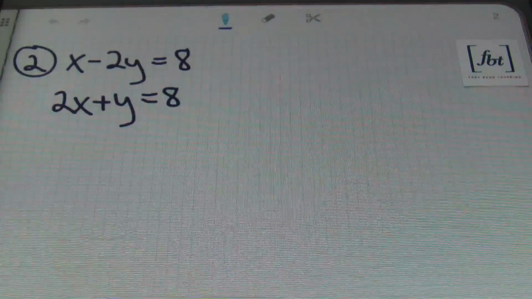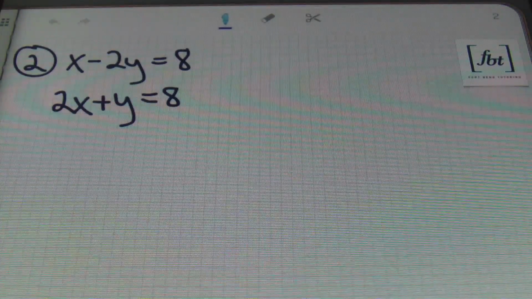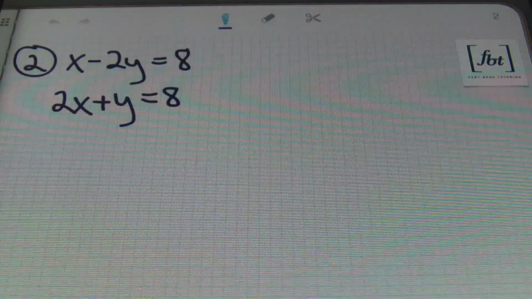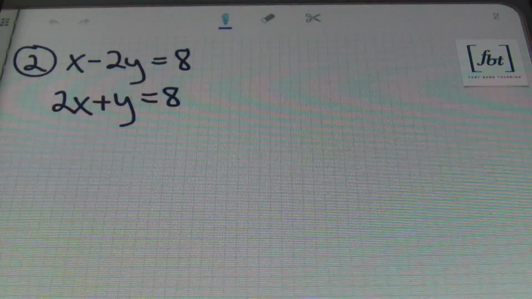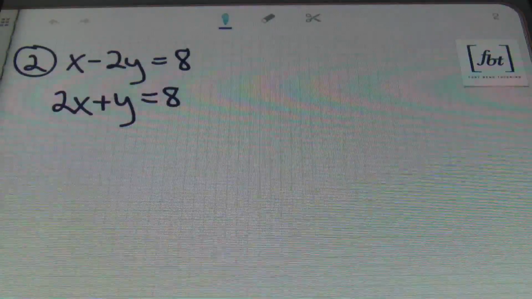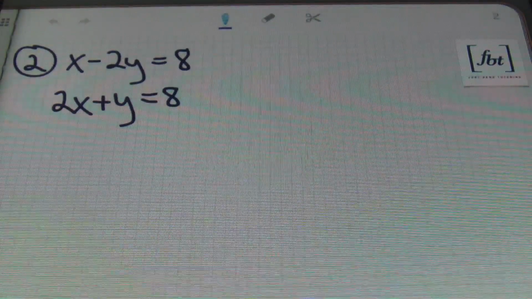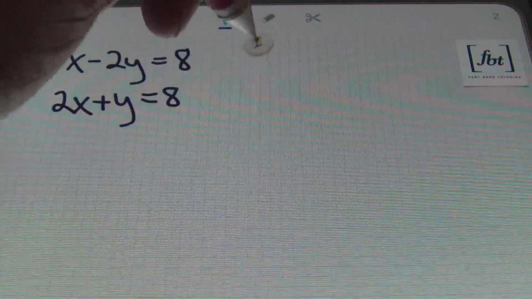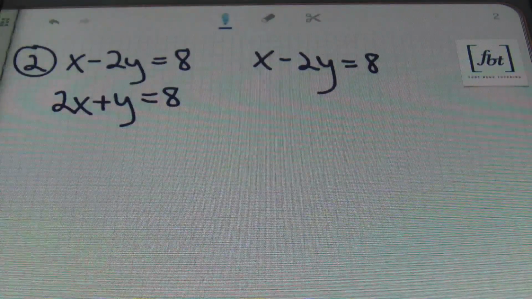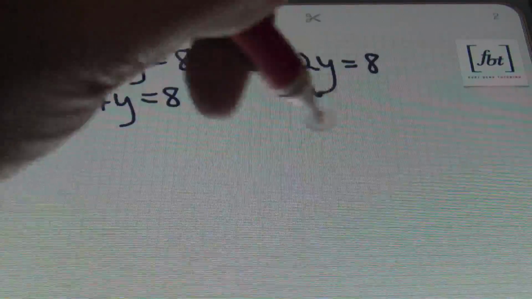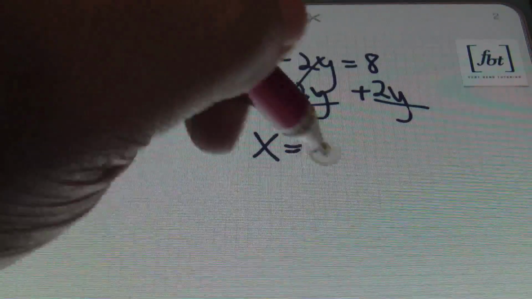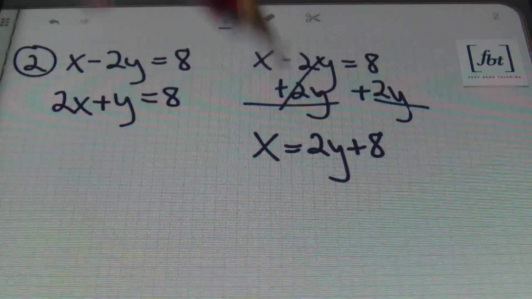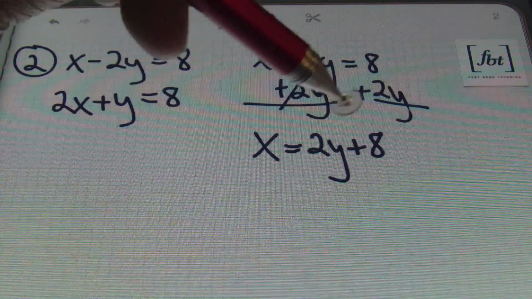In problem number 2, I have x minus 2y equals 8 and 2x plus y equals 8. Remember, when using the substitution method, you want to solve for one of the four variables that may be given to you. The easiest variable for me to solve for would be this x in the first equation. So I'll rewrite this first equation, x minus 2y equals 8, and solve for x. By adding 2y to both sides, I'll end up with x equals 2y plus 8. So I know that my variable x equals 2y plus 8.